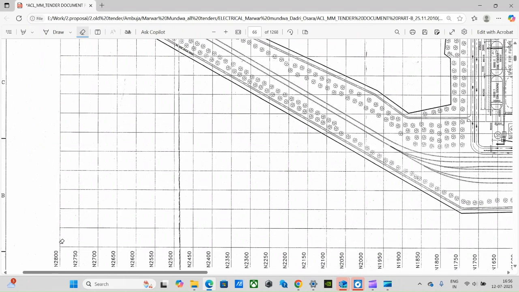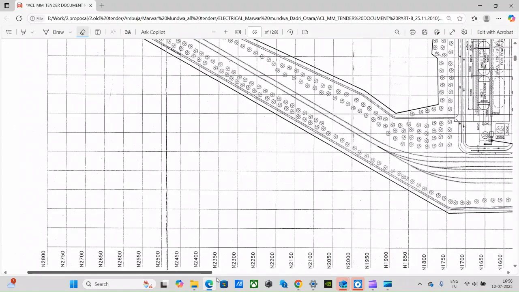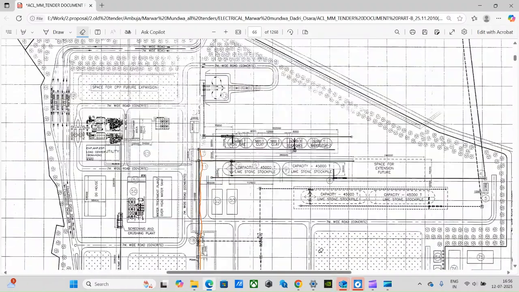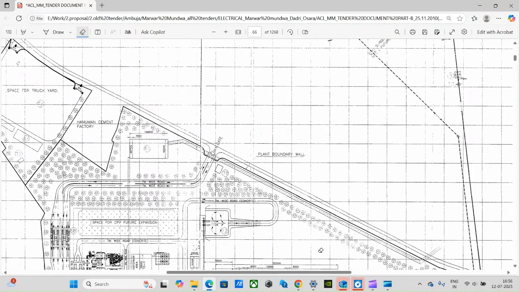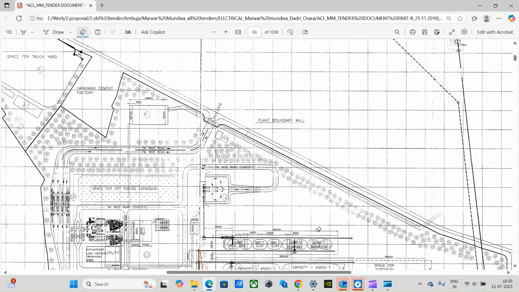For example, the distance between two grids is 750 and 800, meaning 50 meters. So if there are 100 grids, then it will be 5 kilometers. Similarly, I think there will be 100 grids on top also, so it will be another 5 kilometers on the top. It's a 5 kilometer by 5 kilometer plant, so it's a huge plant.